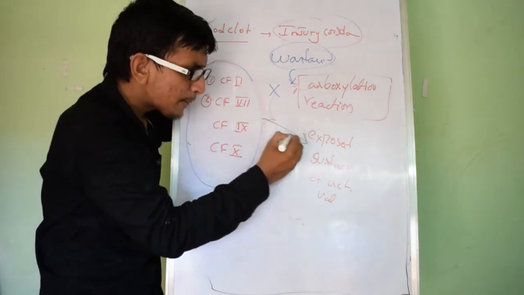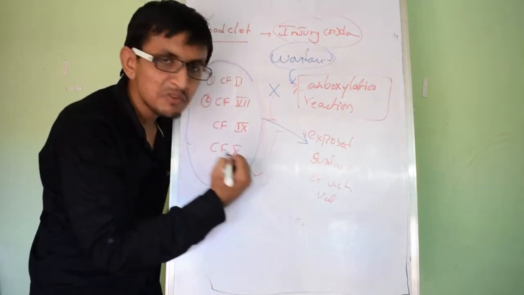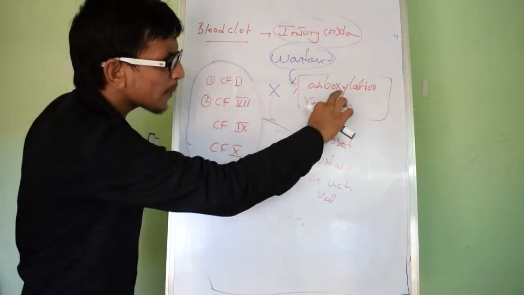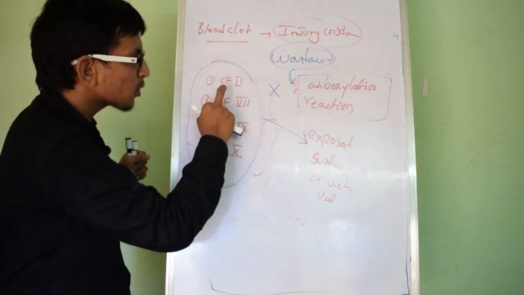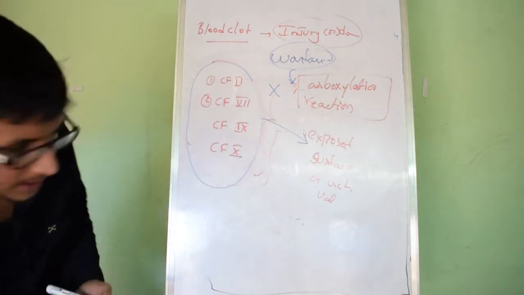By doing so, it does not allow these coagulation factors to bind with that surface. Okay, I will rub all this and I will explain the carboxylation reaction of coagulation factors 2, 7, 9, 10 and how it is occurring.